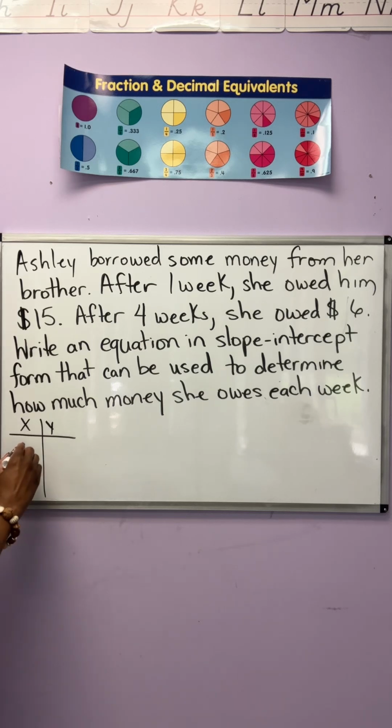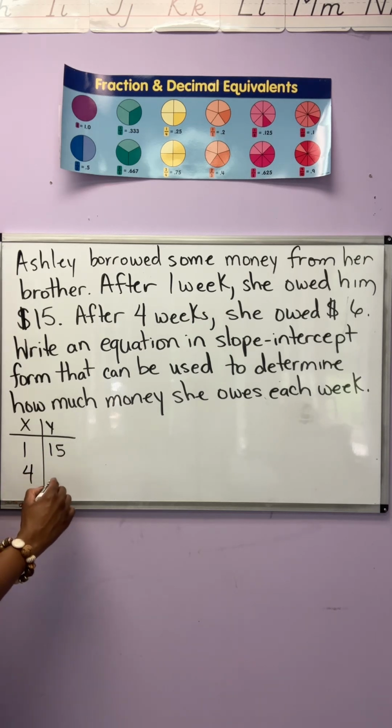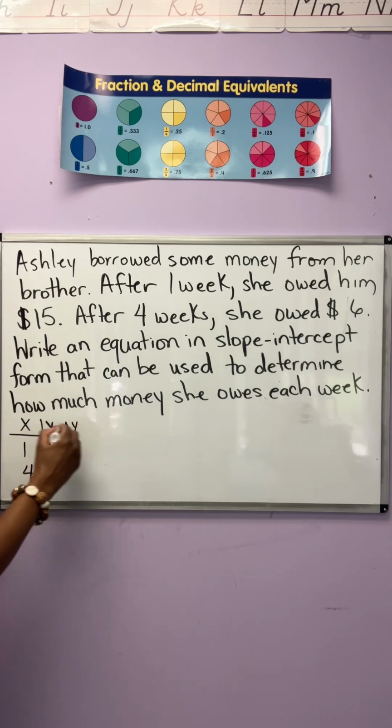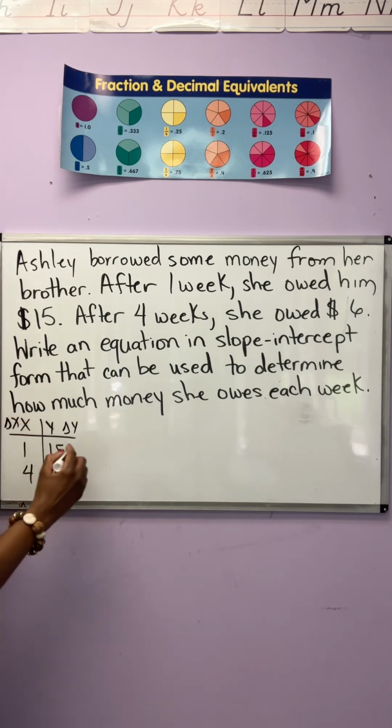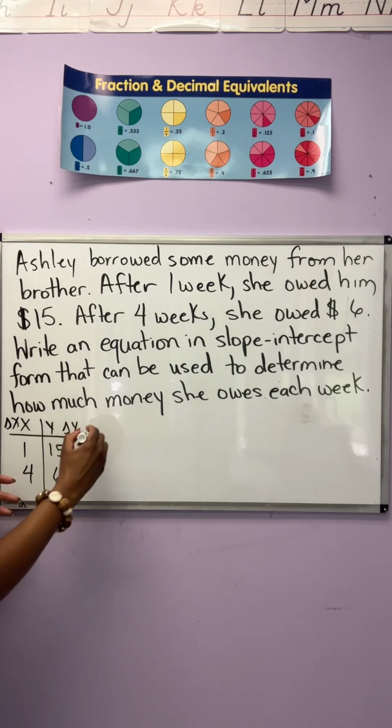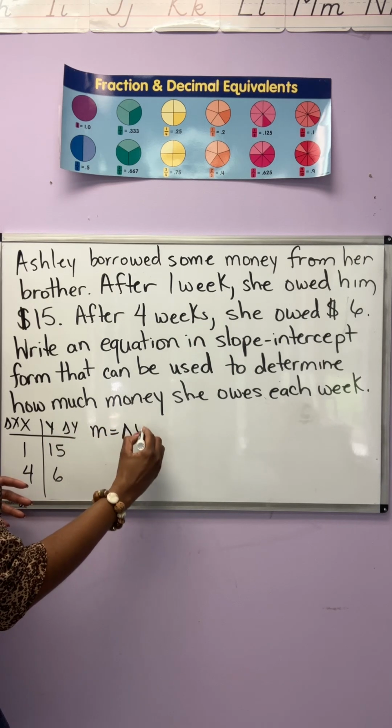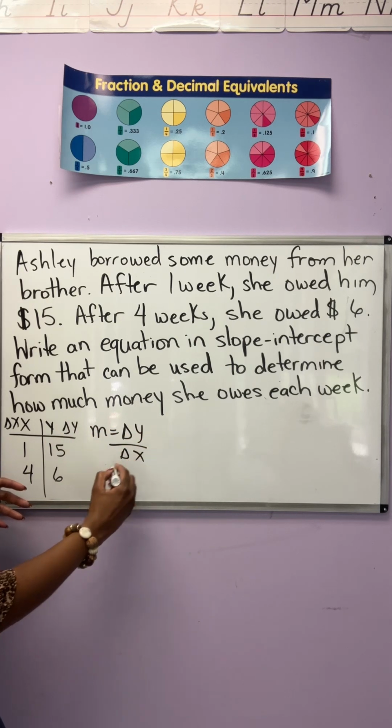So it says after 1 week, she owed him $15. After 4 weeks, she owed him $6. And we need to write it as an equation. So let's do our change in y and change in x. So remember, slope is our change in y over a change in x.